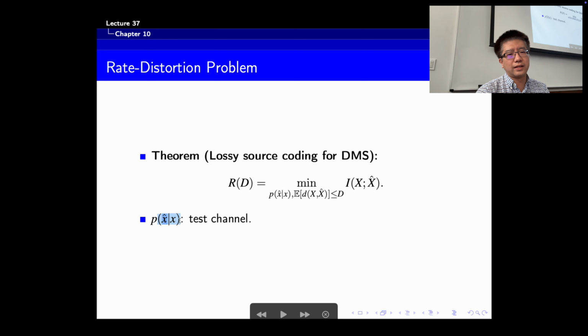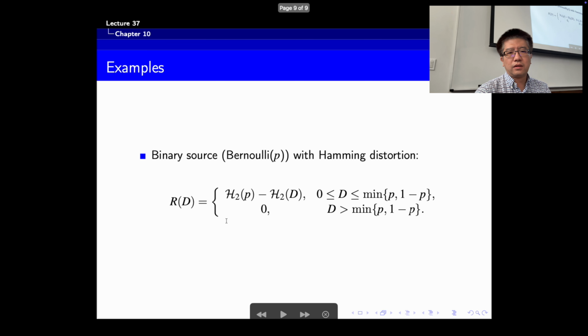This looks like a channel, p(x hat | x), where x is the input and x hat is the output. So this is also a channel. We call that a test channel, because it's not a real channel. All right, then we start with an example on how to find the rate distortion function.